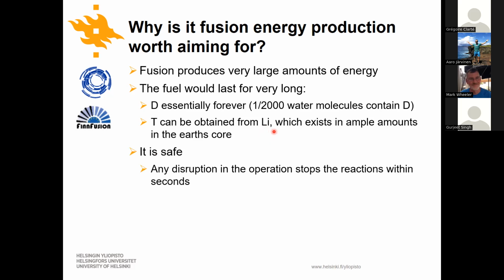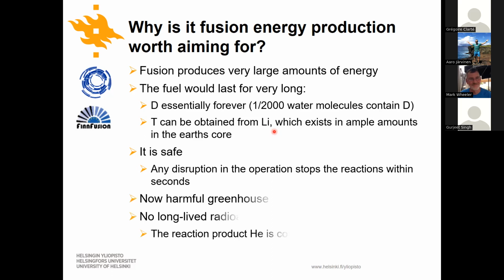And then one huge advantage, it's safe. These tokamaks are complicated machines, but they have the inherent feature that if you have a serious disruption, it stops the reactions within seconds. The worst thing that may happen is that the inside of the reactor may melt if it goes really bad, and then you might have to stop the reactor and change parts, which could take a long time. But there is no risk that the whole thing would explode in any way outside, because the reaction stops itself if there is significant melting of the reactor inside.